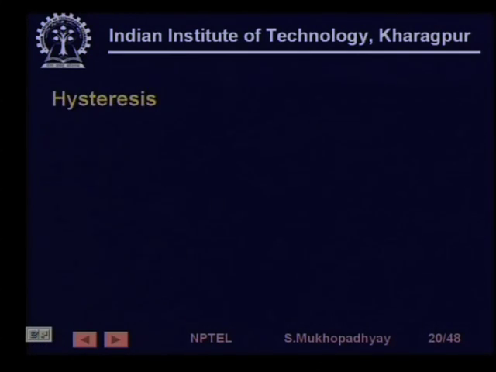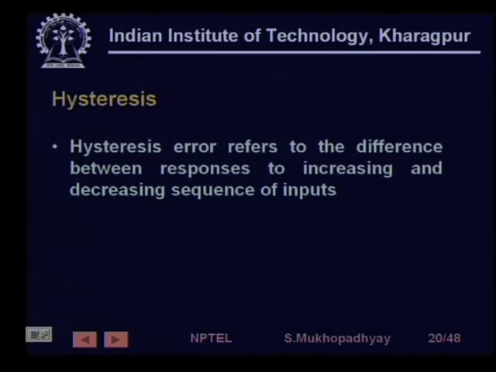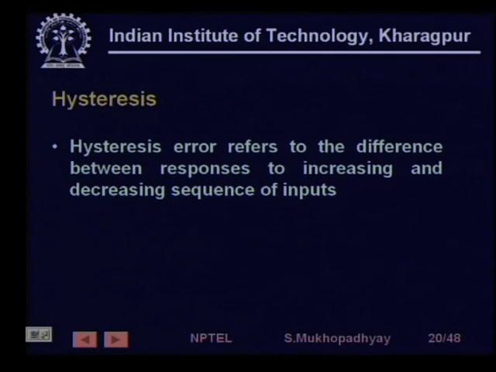Similarly, sometimes we have hysteresis in instruments. If we are increasing the input from, let us say, 0, 10 degree centigrade, 20 degree centigrade, 30 degree centigrade, an increasing sequence of values, then we get one set of readings, while if we have a decreasing set of values, then we get another set of readings, and these readings are distinctly different. In that case we say that the instrument has a hysteresis.